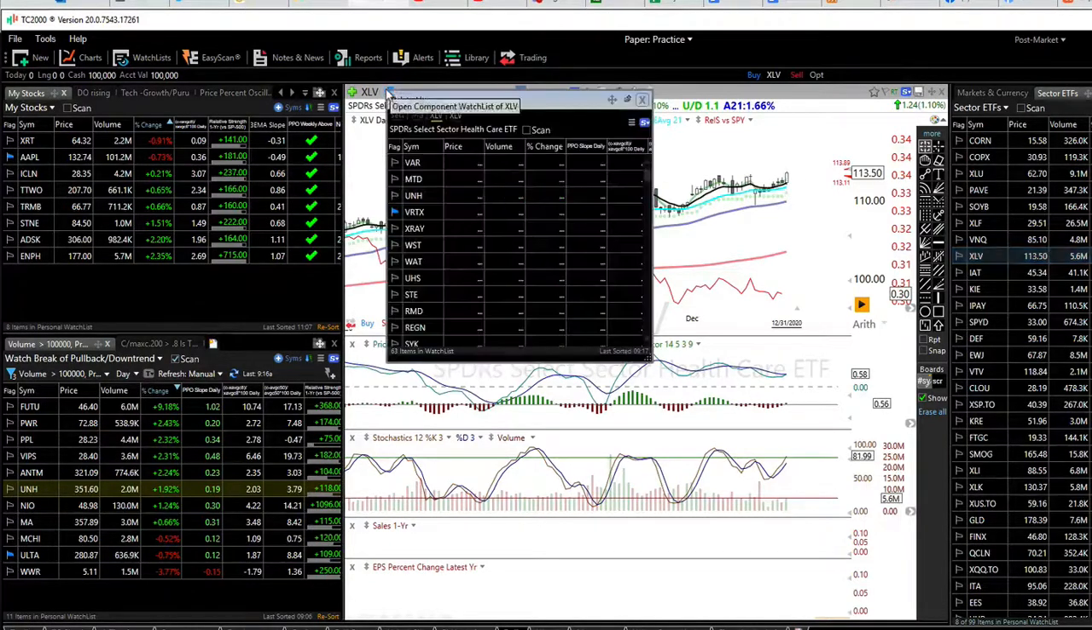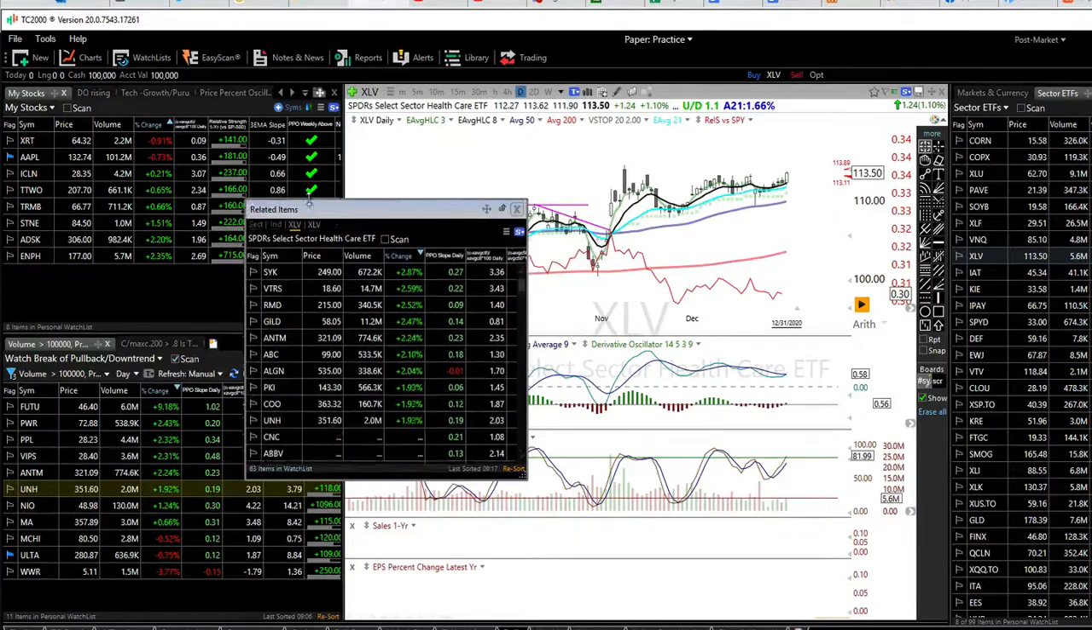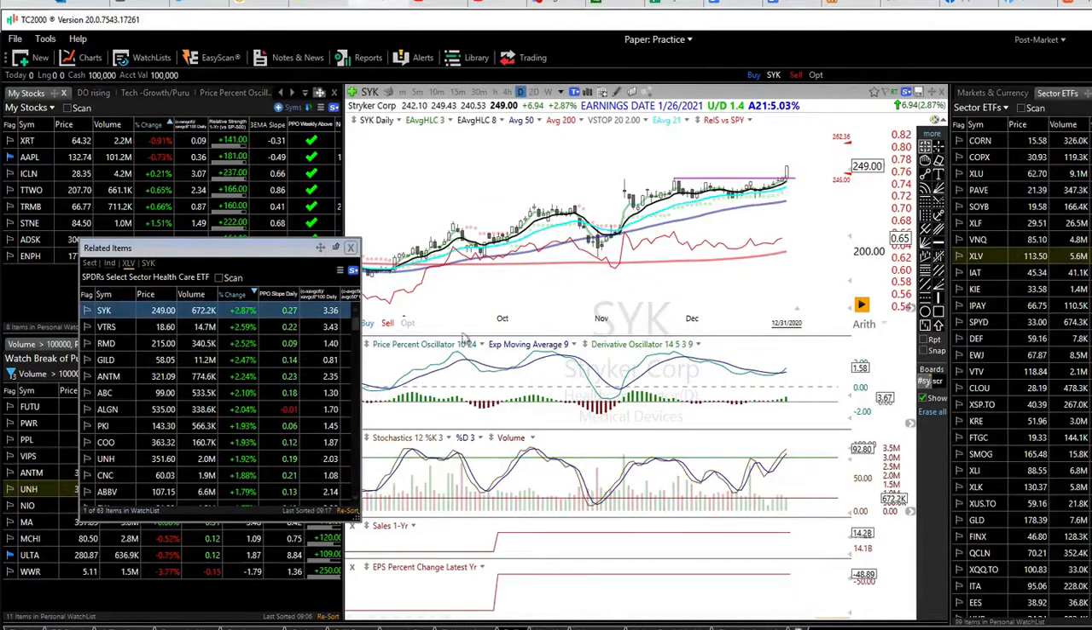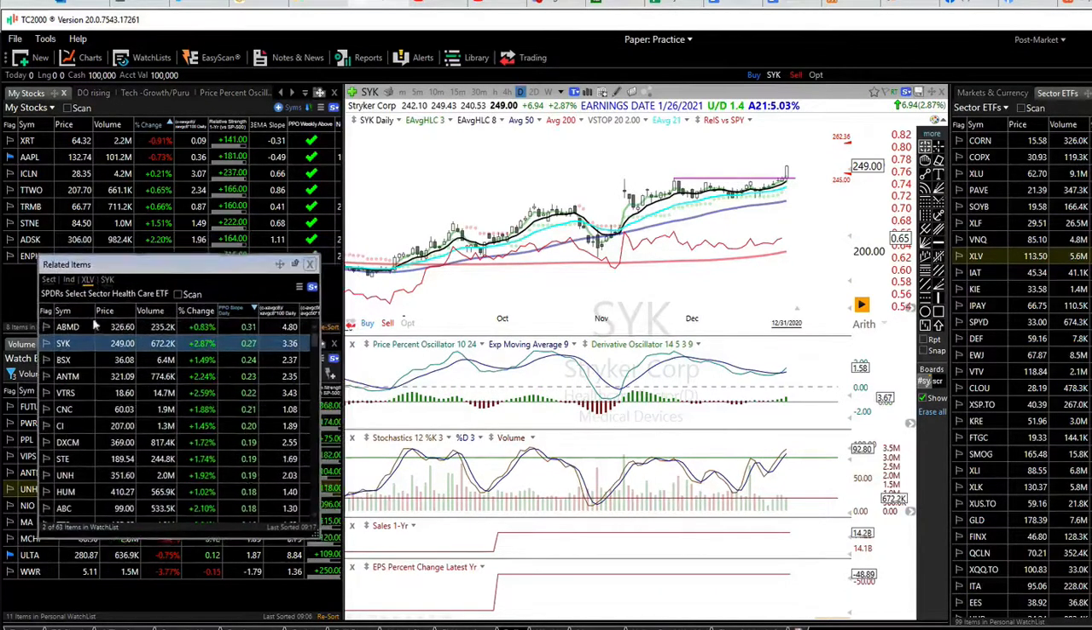So with TC2000, you can open up the ETF and see the stocks that are in there. You can sort them by whatever you like. I don't always sort them by the gain because that's not necessarily the best stocks, but it does give you an idea of stocks that are near the top. SYK looks really good. I have a slope of the MACD, so the steeper the slope, the more momentum it has. So I'll sort by PPO or MACD, and you can see that SYK is up there.